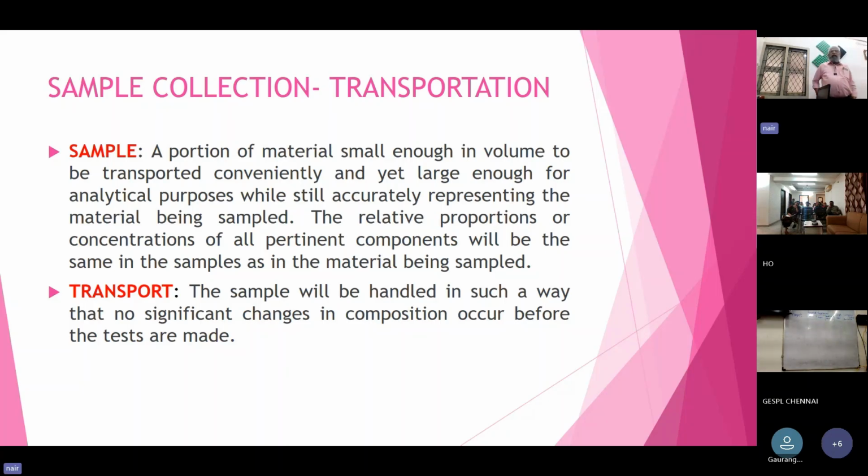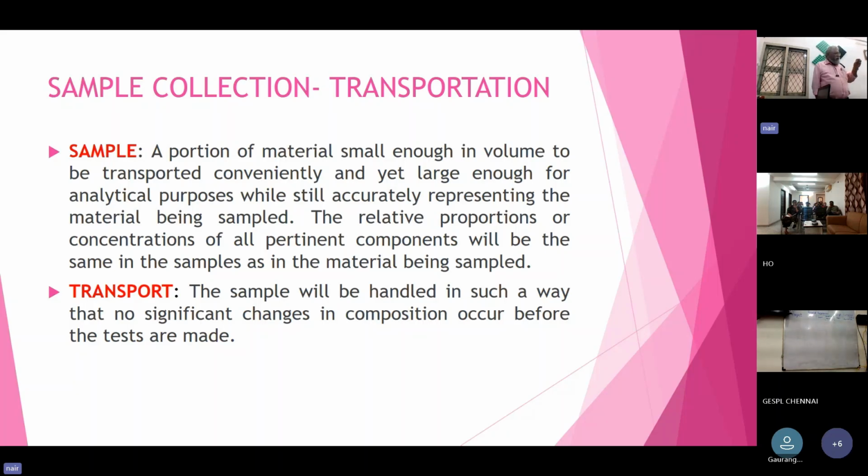There we have to ensure the transport. What is transport? The sample will be handled in such a way that no significant changes in composition occur before the tests are being made. That is, significant changes. What is significant?